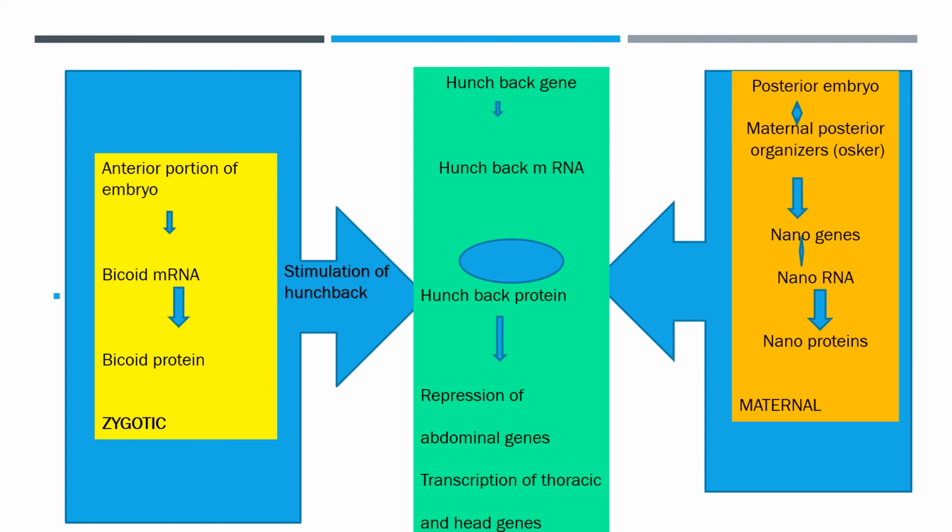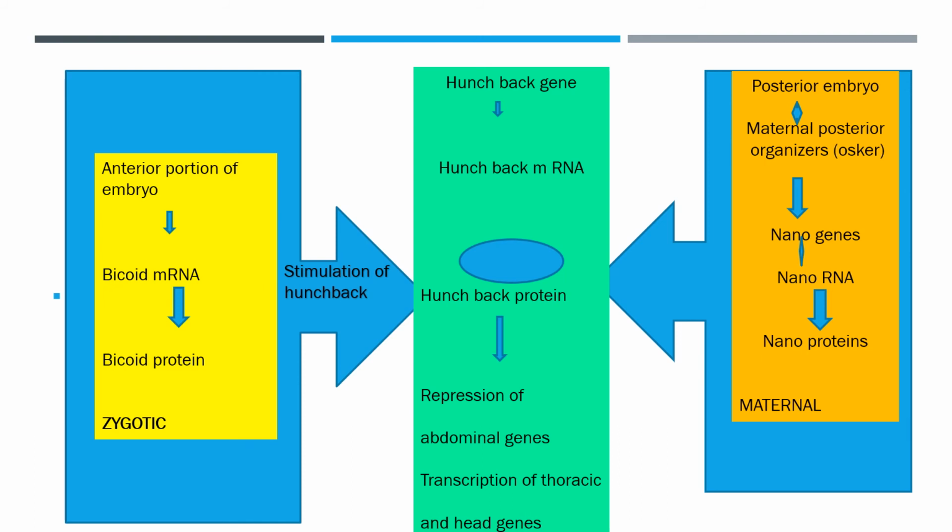Collectively, these bicoid proteins, and the nanos proteins which were present earlier, stimulate the hunchback proteins, that is a part of the Hox genes, which activates or promotes the repression of abdominal genes and transcription of the thoracic and head genes, as a result of which the total segments of the body are defined and activated, and which organ they have to form.